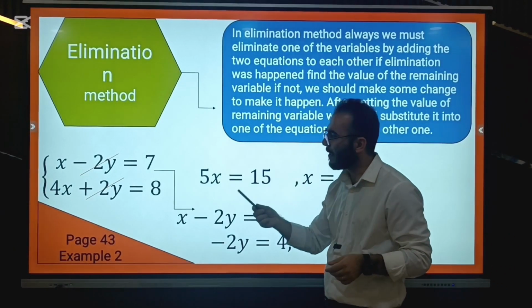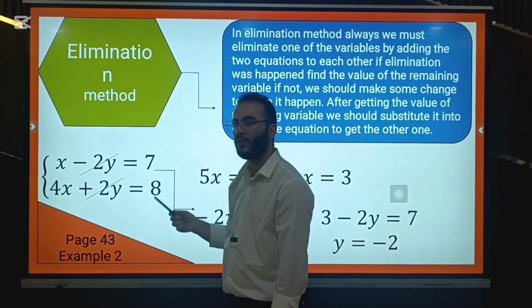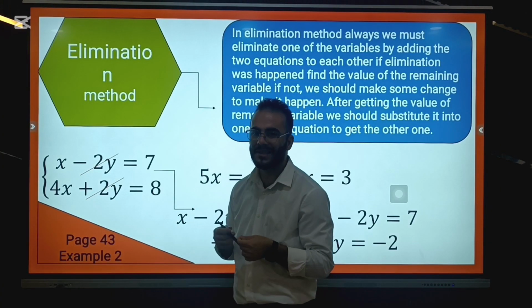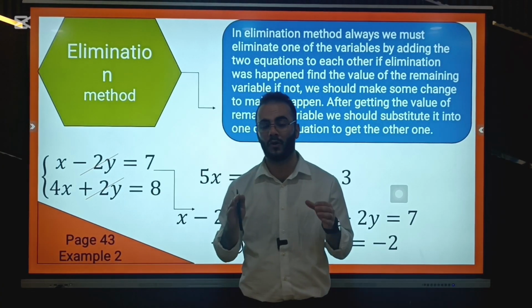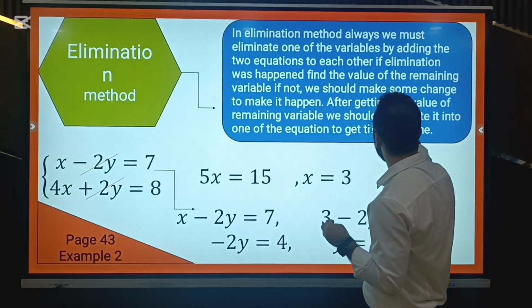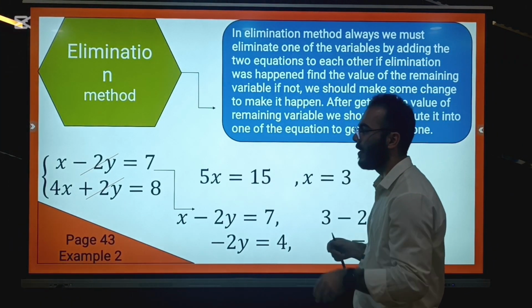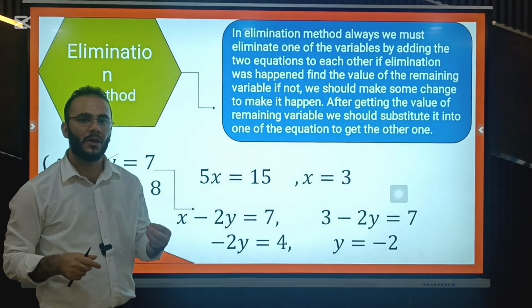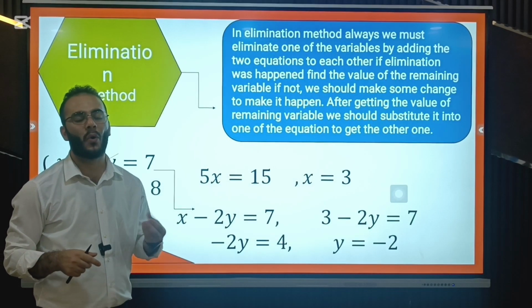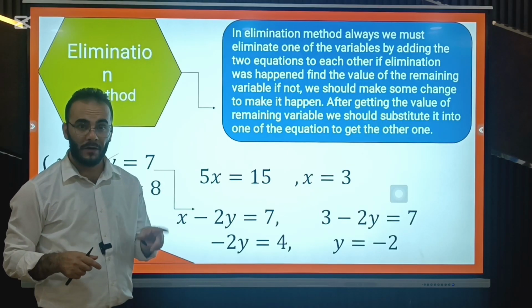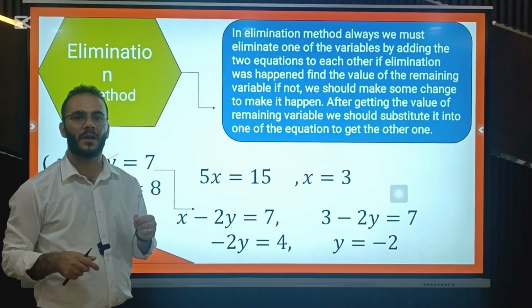We have a system x minus 2y equals 7, and 4x plus 2y equals 8. What is the first step? Don't forget about this step. The first step in elimination is adding these two equations. When we add them, we will find out whether any of the variables is eliminated or not. If it was eliminated, okay, go ahead. If not, we need to make the elimination happen.